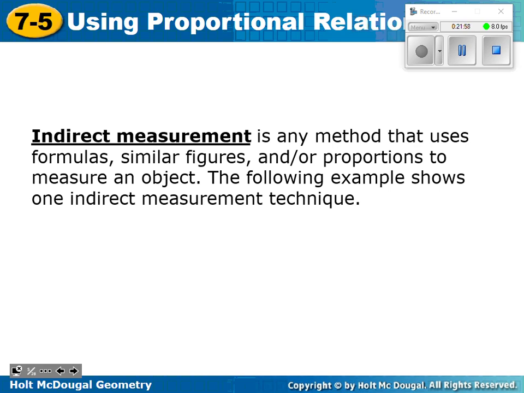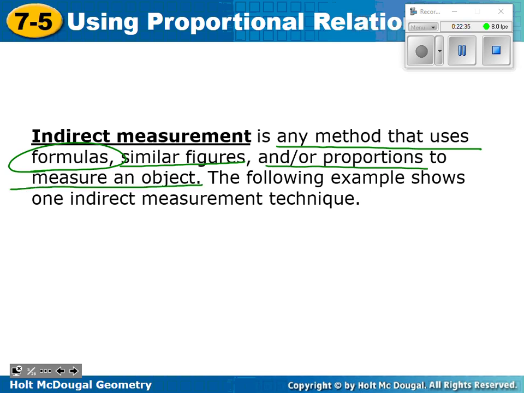Okay, so if you ever have that thought, I want to know how tall, maybe you're sitting on the third floor looking at the flagpole outside, or maybe you just walk outside today and you wonder how tall that flagpole is. When you cannot physically measure something, because it's too high, too far away, whatever, you can use what's called indirect measurement. Indirect measurement is any method that uses formulas, distance, midpoint, similar figures, which is what this lesson's all about, and or proportions to measure that object.